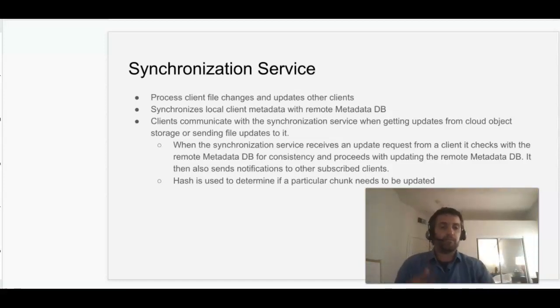So if you have a file that's shared with you by someone else, they update the file, there'll be a notification, oh, this metadata has changed, and your client will download the chunks that have changed, so you have an updated version of that file. And this is kind of what talks about that here. When the synchronization service receives an update request from a client, it checks with the remote metadata DB to make sure it's consistent, and it updates the remote metadata database. It then also sends a notification to other clients through the synchronization service. And then we can use hashing to determine what actually changed.